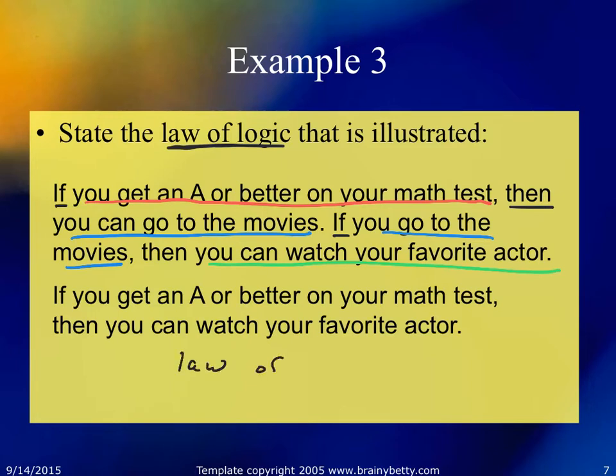Because we're bringing two separate ideas together. There are two different statements that have been joined together by this idea of going to the movies. If I get an A or better, I'm going to the movies. Well, if I go to the movies, then I can watch my favorite actor. So let's join those two things and drop the middle part.